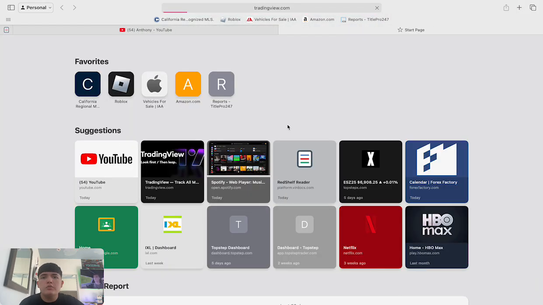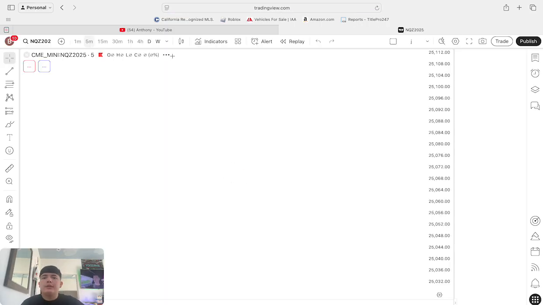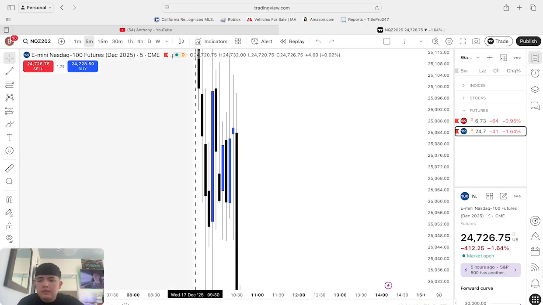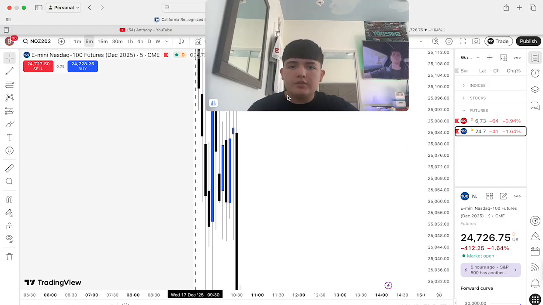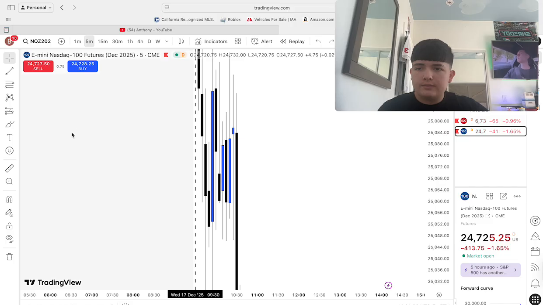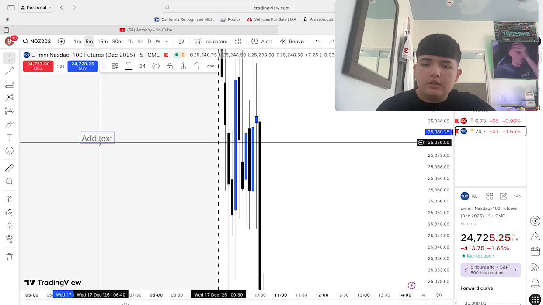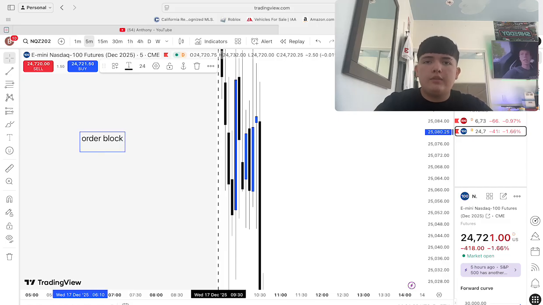It's cool. But today we're gonna be going over how we can use order blocks in the stock market. So essentially, what an order block is: order blocks can be found after a liquidity sweep. So say we're in an uptrend.